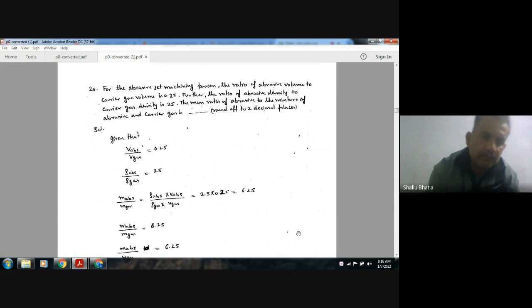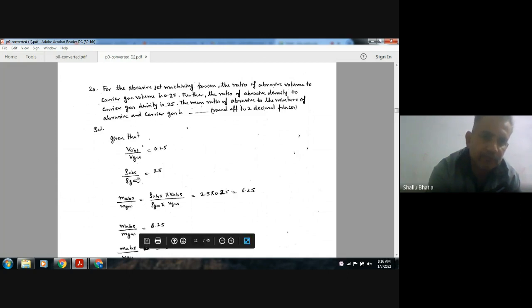Okay. Now, the ratio of abrasive volume to volume of gas is 0.25. Okay, so this is 0.25. Now, the ratio of density of abrasive to density of gas is 25. Okay, now we have these ratios, so we can get the mass of abrasive to mass of gas.